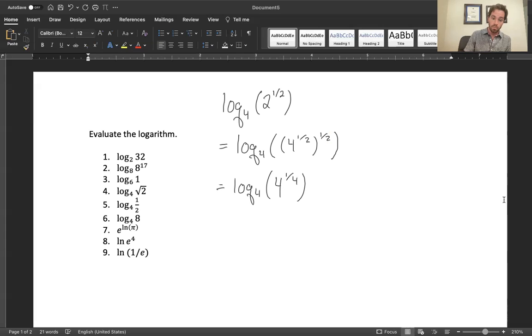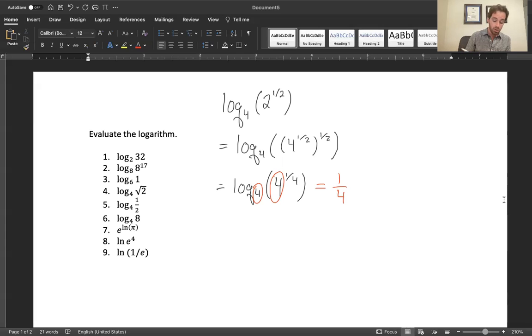And that means this will be log base 4 of 4 to the power of 1/4. Well, now this is the sort of easy thing where these numbers match up exactly. So guess what this is going to be equal to? It's 1/4. Yeah, so log base 4 of square root of 2 is 1/4.